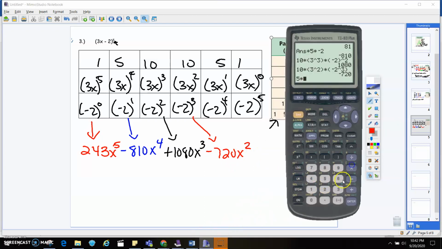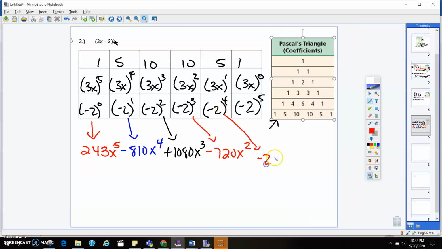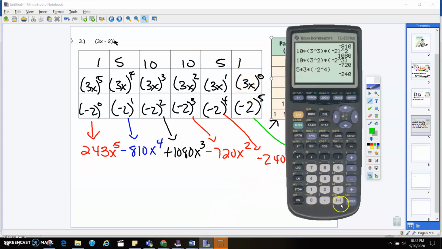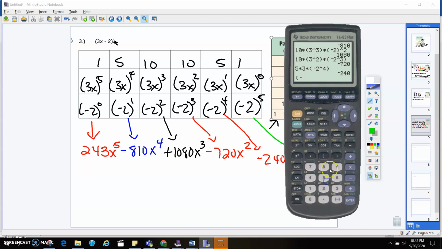And then 5 times 3 times negative 2 to the 4th power, so negative 240 x to the 1st, and the last column. So 1, this will also be 1, and then negative 2 to the 5th power. So that's going to give me negative 32.